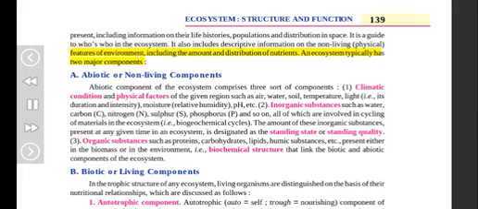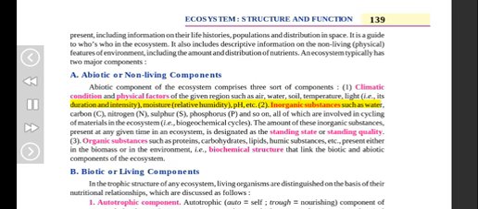An ecosystem typically has two major components. A. Abiotic or non-living components. Abiotic component of the ecosystem comprises three sort of components. 1. Climatic condition and physical factors of the given region such as air, water, soil, temperature, light, i.e., its duration and intensity, moisture, relative humidity, pH, etc.